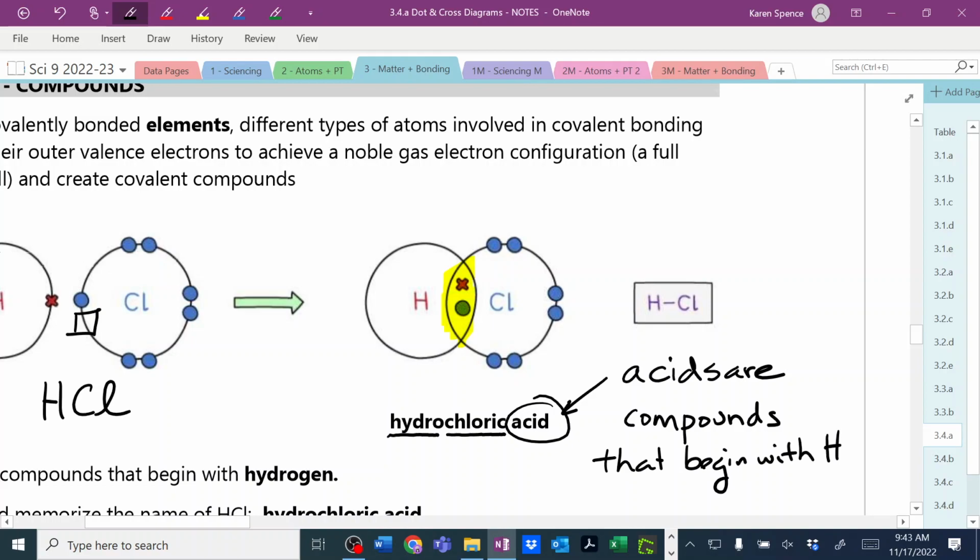Ooh, here's a question for you. If I was to give you the formula HBr, first of all, what type of compound is it? It is a covalent compound, and specifically it is an acid, right? Because it's got that H at the front. Could you try telling your partner what the name of this acid would be? That's just a little challenge for you here.